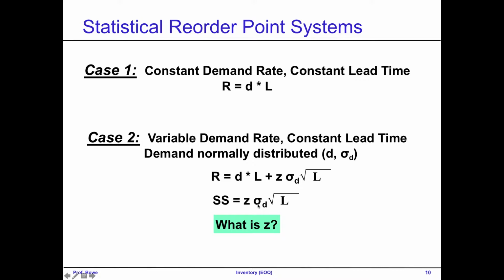So again, standard deviation of demand. When we're looking at a normal distribution, we'll have our expected demand and then our standard deviation, or the variability that we're going to be analyzing. And then we have our lead time. So then the question is, what is Z? How do we find that?